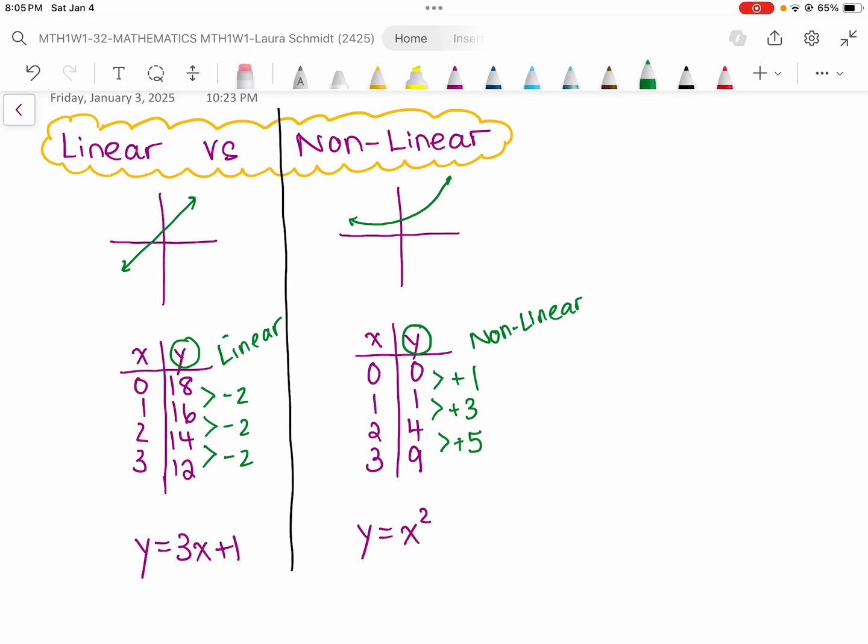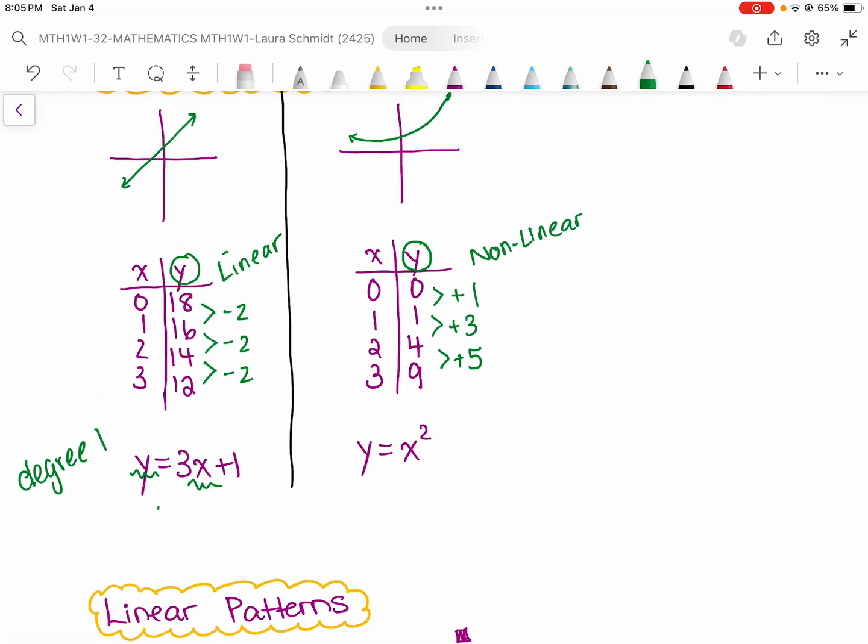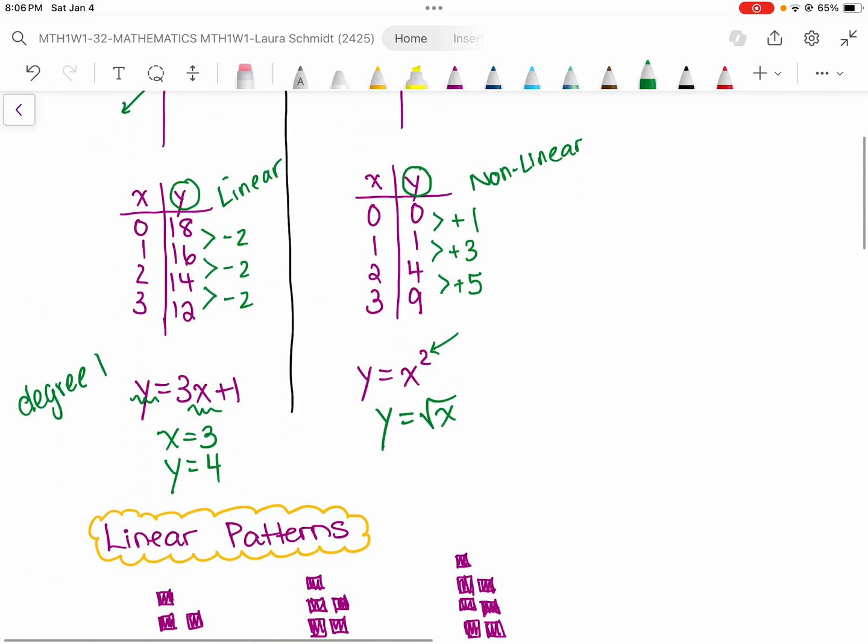And then when you look at the equations, the linear one, for all the x and y values, it's called a degree 1 function. So there's no exponents, there's no square root, there's nothing weird. It's just an x and a y. And it doesn't even have to have an x and a y. It could just have an x, like x equals 3. That's linear. y equals 4. It just can't have an exponent on the x or the y. So if you have an equation like y equals x squared, that's going to be nonlinear. It's a degree 2 function. Or if you had an equation like y equals the square root of x. Okay, so that's linear and nonlinear.